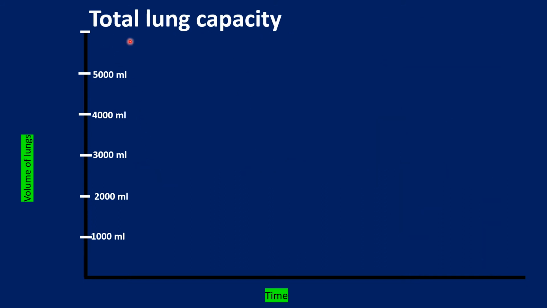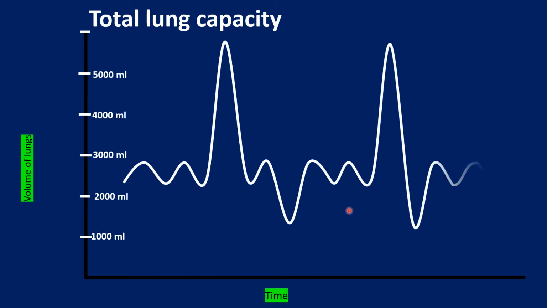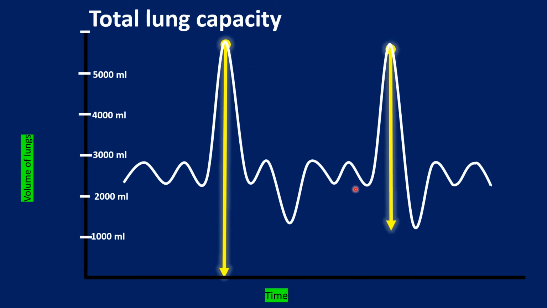Now we'll talk about the total lung capacity. In this spirogram, the total lung capacity is represented by this arrow. The total lung capacity can be defined as the total amount of air the lungs can accommodate, or the volume of air in the lung after the fullest inspiration. So the total lung capacity equals 5800 milliliters, and that can be calculated as the sum of the vital capacity plus the residual volume.